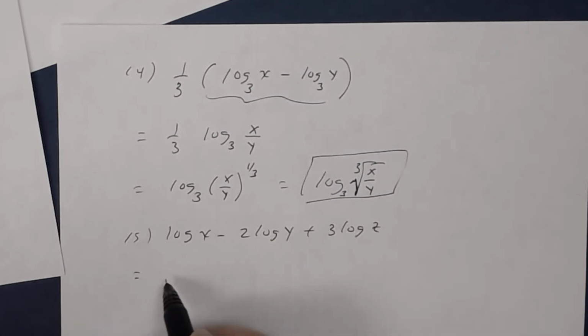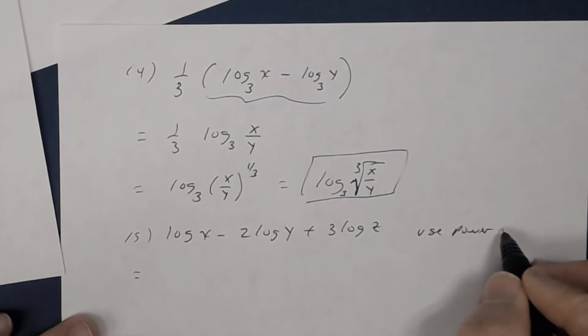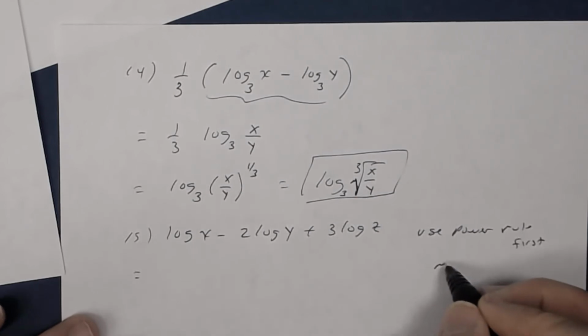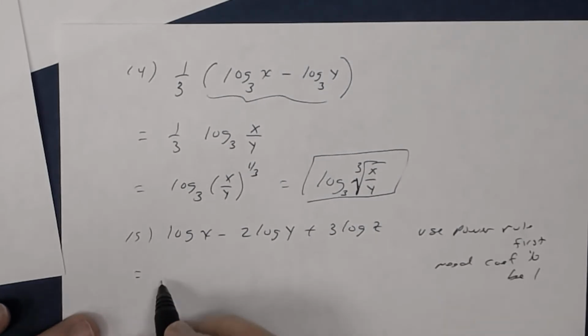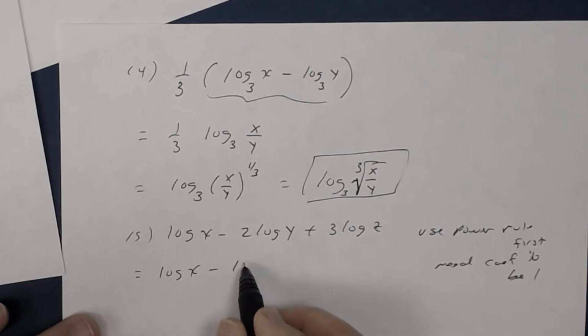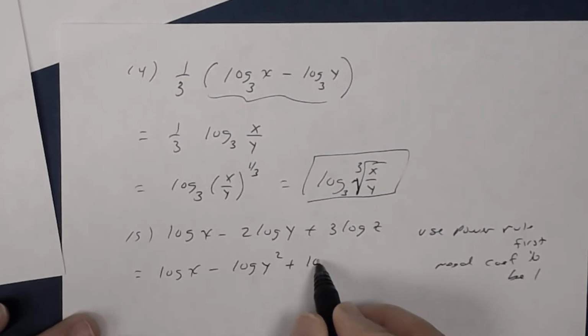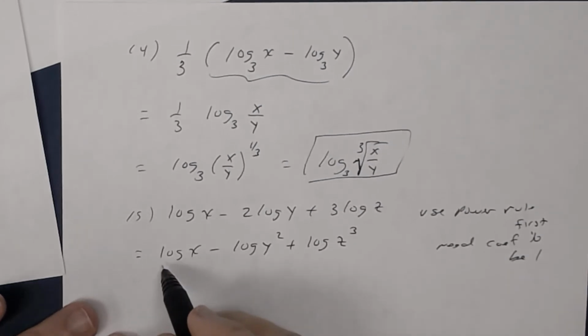So let's go ahead and use the power rule first. You must use the power rule first. Okay, so keep that in mind. And the reason why you must use the power rule first is because you need the coefficients to be 1. All right? So I have the log of x minus the log of y squared plus the log of z cubed.